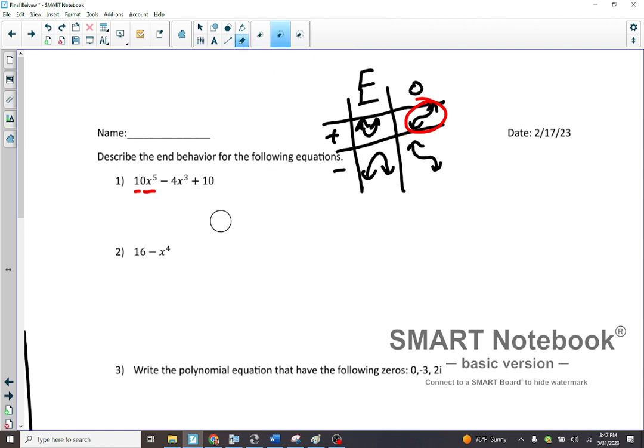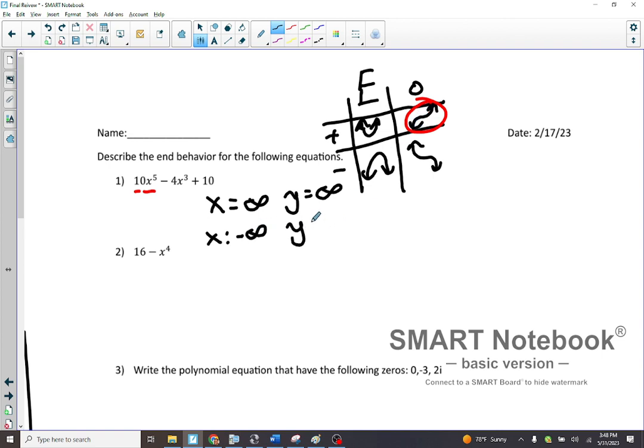Actually, I should say it like this. As x approaches infinity, it's going upwards, right? So then y is approaching infinity. And when x approaches negative infinity, it's going downwards when you go left. So y is going to negative infinity. So when x is negative, so is y, in this case. Why? Because it's odd. So the next one's going to be a different situation.